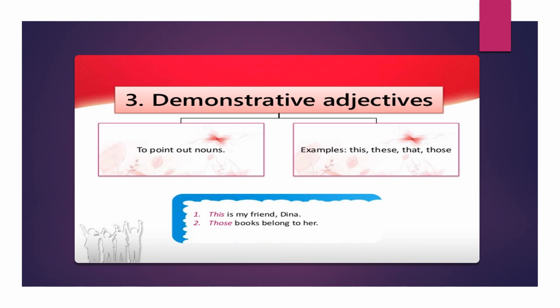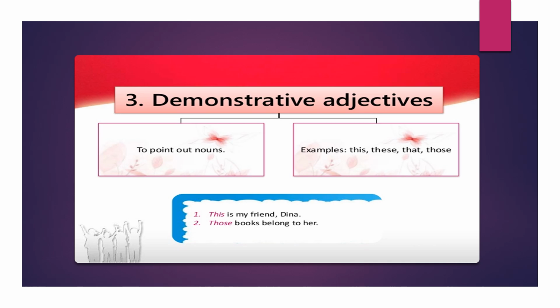This is my friend Tina. Those books belong to her. So this and those are the words that are pointing out the nouns that we are talking about. For the first sentence, this is my friend Dina. I'm talking about a friend of mine whose name is Dina. So that is why I'm pointing out at her: this.